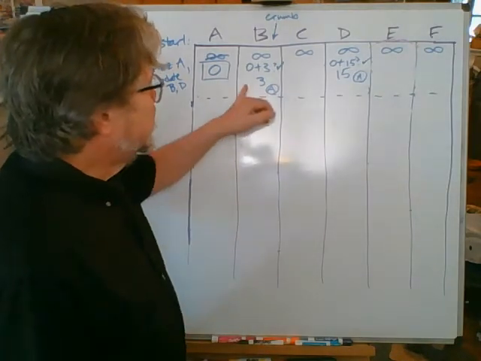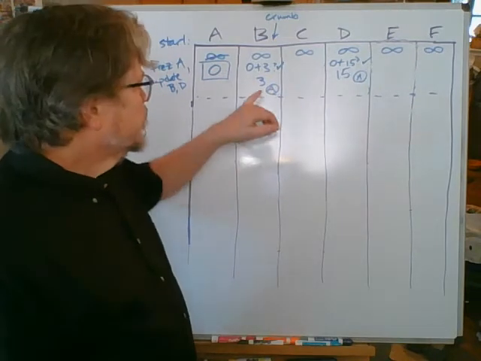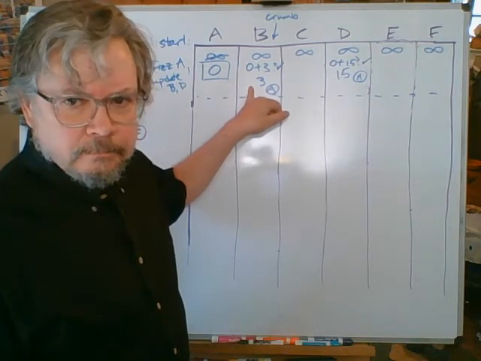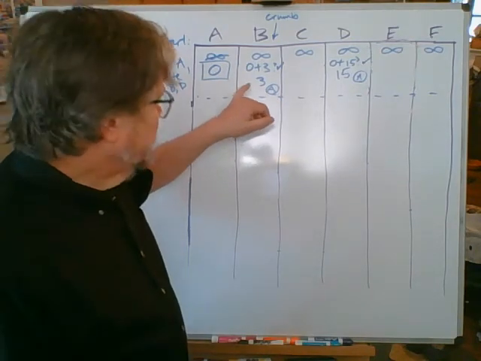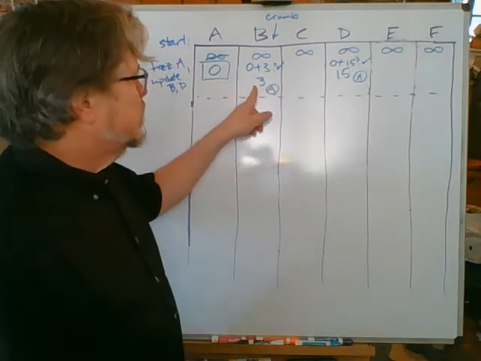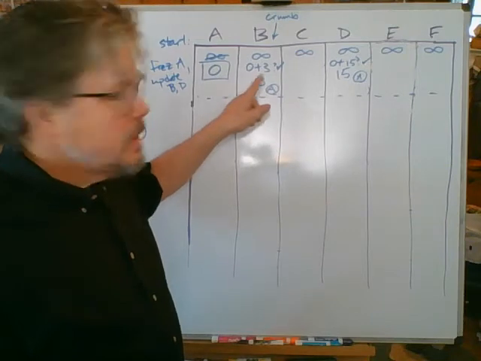Does it really matter? 3 and 15, they're not that different. Well, here's the deal. 3, that's the smallest one. We are not going to be able to improve upon that. How do we know? Well, if we were able to improve upon that, it would have to come through some other node in the graph, and no other node in the graph we can get to with a weight as small as 3.